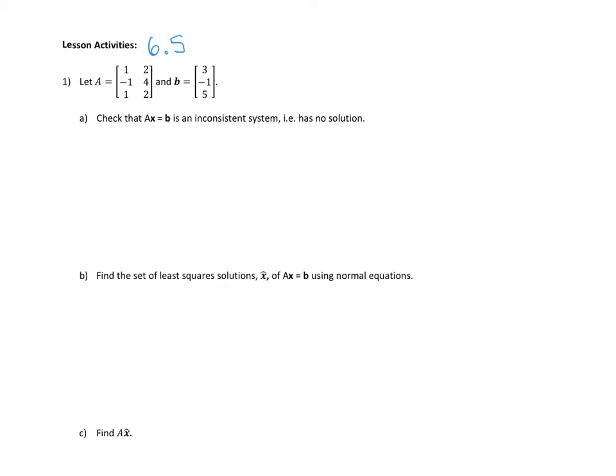Okay, let's start the lesson activities for section 6.5. We have a matrix A and a vector B. Check that AX equals B is an inconsistent system. That is, show that it has no solutions.